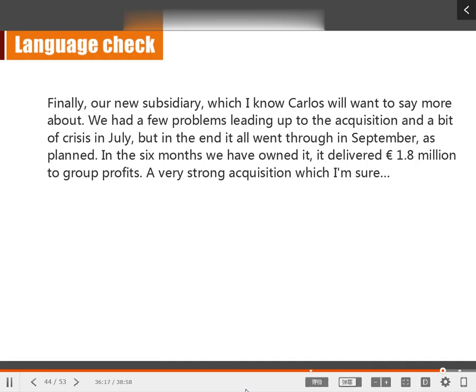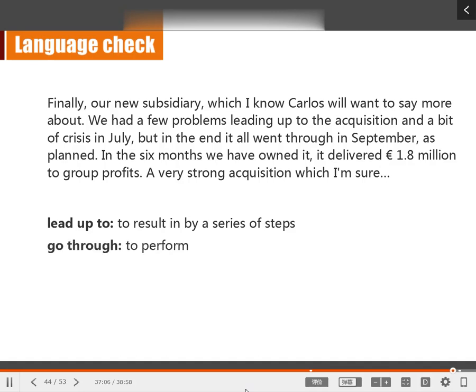好，在介绍完了这个公司的收益情况 turnover 以及现金流情况 cash flow 以及这个 pension scheme 养老金计划之后呢，我们最后来说一说这个公司的 acquisition or takeover 收购项目的一些情况。那这里呢，他提到了 we had a few problems leading up to the acquisition。好，收购的成功呢不是一蹴而就的，因为在这个过程当中出现了一系列的问题。Lead up to means to result in by a series of steps。那么同时7月份还出现了一次危机，but in the end it all went through in September as planned。但是在9月份的时候，我们还是按照计划完成了这项收购。So here went through, go through means to perform. Okay, that's all for this part.